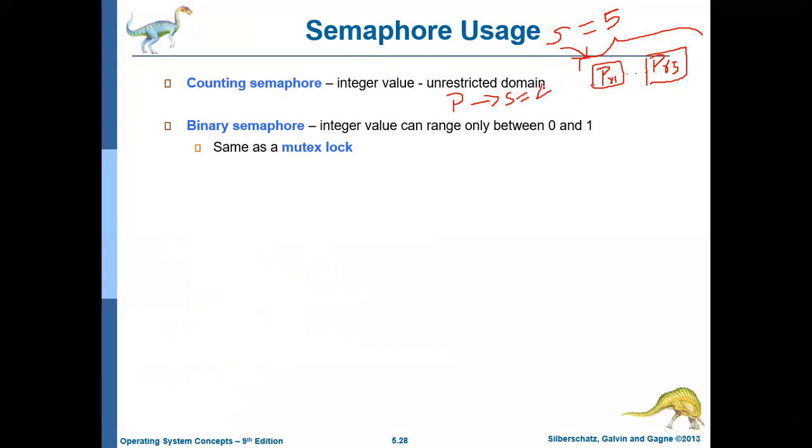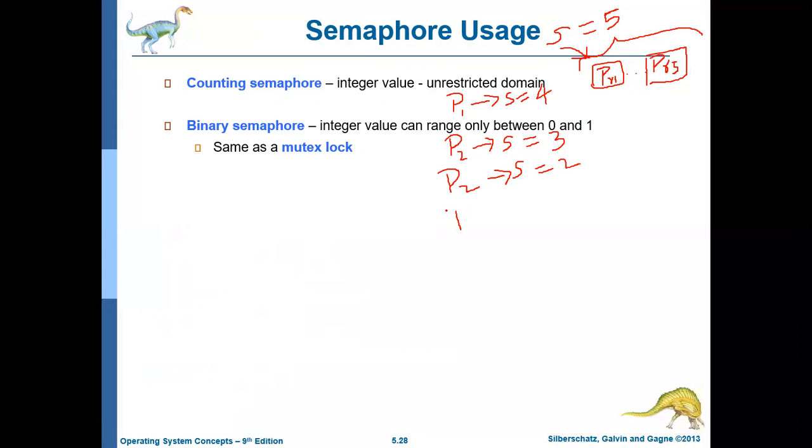Again, some other process P2 comes and says, I want to access a printer. It checks what is the S value. S value is 4, so still 4 printers are available. So it will take one printer and it will make S 3. Again, P3 comes and checks, I want to access the printer, is the printer available or not. It will check the semaphore. S is 3, so already 3 printers are available. So it will take one and it will make S 2.